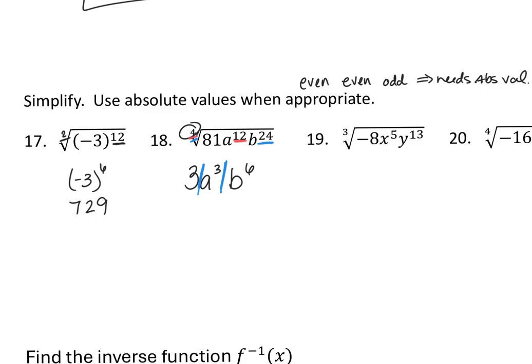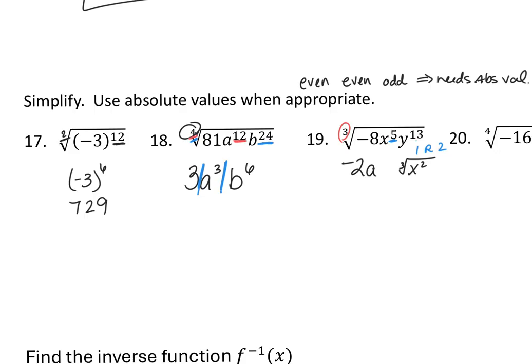Okay. Number 19 is odd. Don't need to worry about the absolute values. Don't need to worry about that negative. It's allowed to be negative if it's an odd root. So the cube root of negative 8 is negative 2. Now when I divide 5 by 3, I get 1 remainder 2, right? 3 goes into 5 one time. 5 minus 3 is 2. So I'm going to have a to the first power outside, and I'm going to have x squared stay inside because it didn't have enough. There wasn't 3 of them to bring it out.